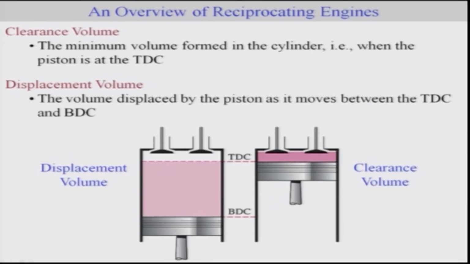Now if you take this piston to the TDC, there is certain volume which is also left. Okay, and this volume which is left is called the clearance volume. And the volume which you can displace from BDC to TDC is nothing but your displacement volume.